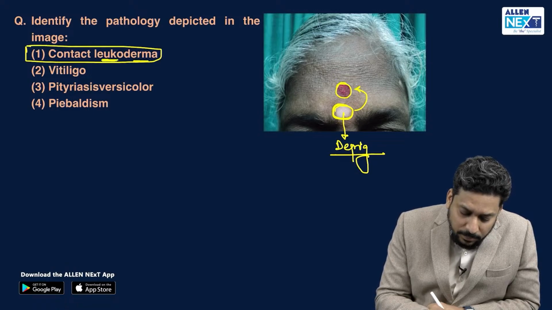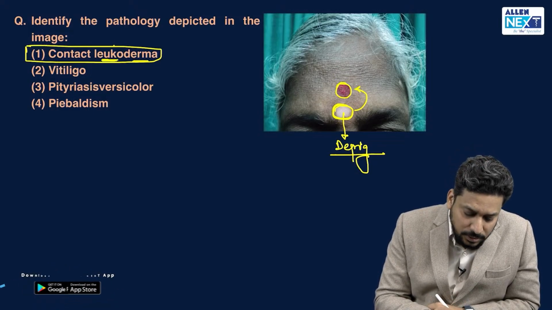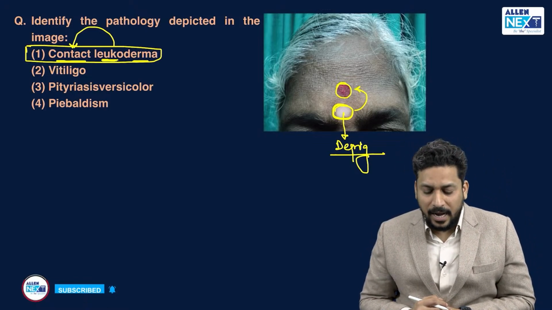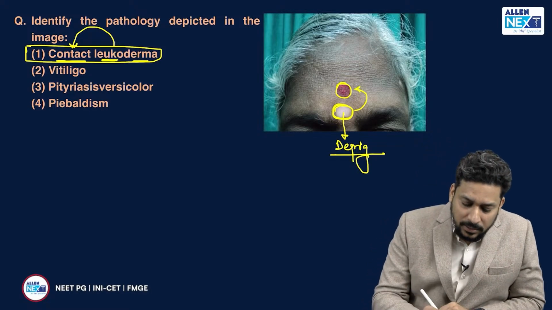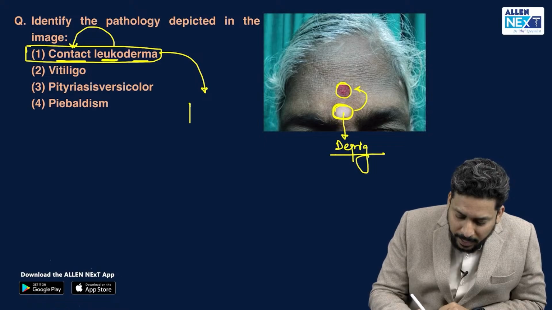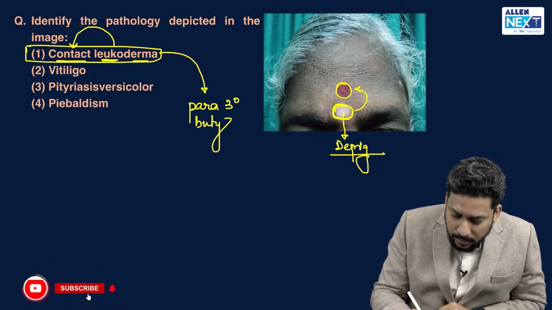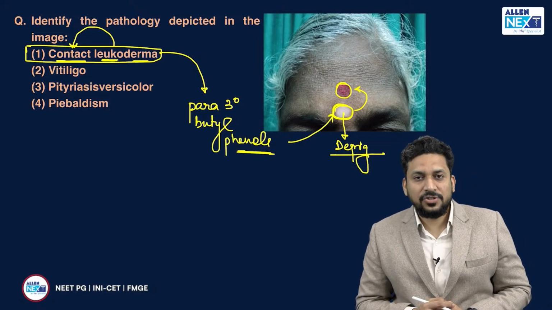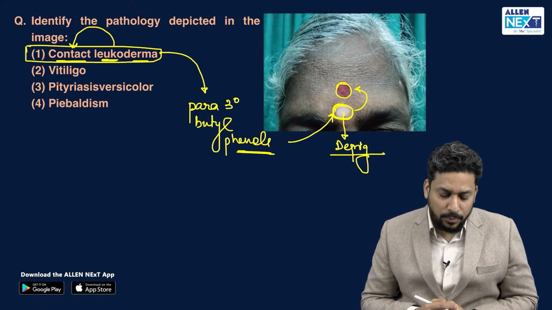Leuko means white, derma means skin. So this whitening of the skin is due to contact to some chemical. So this is known as contact leukoderma, and this can be due to various chemicals. There is one chemical which is present in the adhesive behind the bindi, and that is known as para tertiary butyl phenol, and this is the culprit which can lead to this condition, that is contact leukoderma.